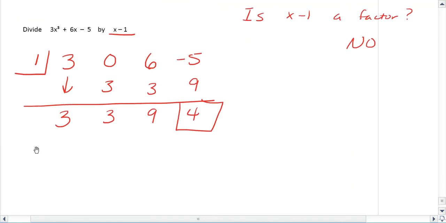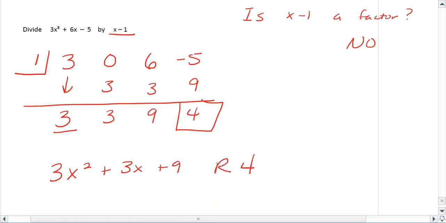So now we just have to write our answer. Remember, this 3 is no longer an x cubed coefficient. We divided an x out. So now the answer is 3x squared plus 3x plus 9 with a remainder of 4.